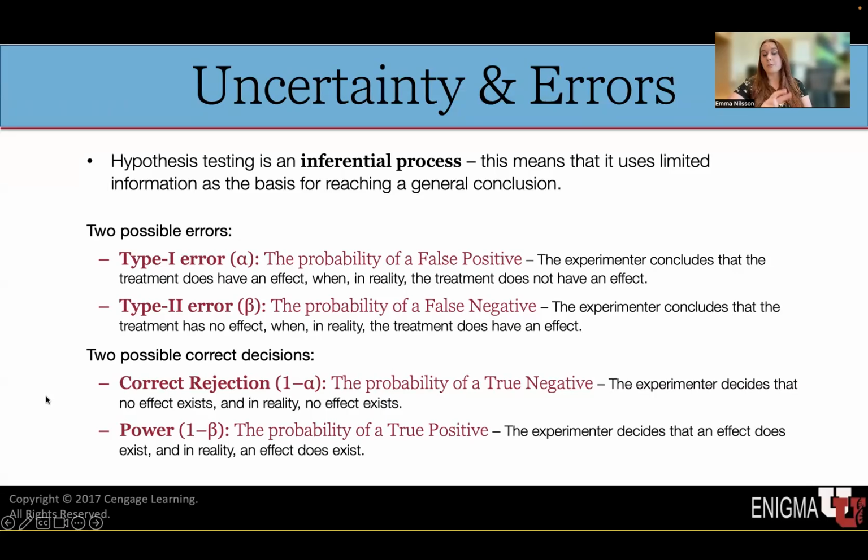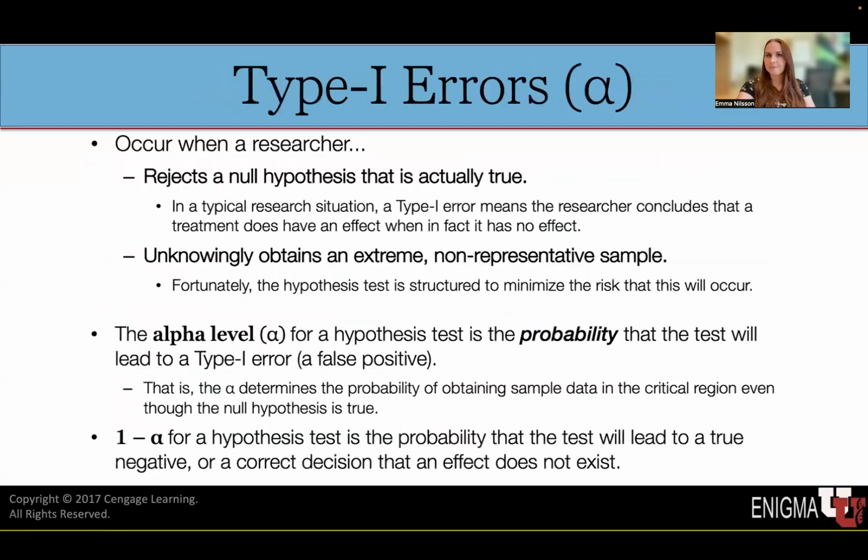There are also two possible correct decisions. A correct rejection is a true negative, when we decide that no effect exists, and that's the truth, no effect exists. Or power, which is a true positive, where we decide that an effect does exist, and that is true, the effect does. Let's go a little bit more into each of these types of errors.